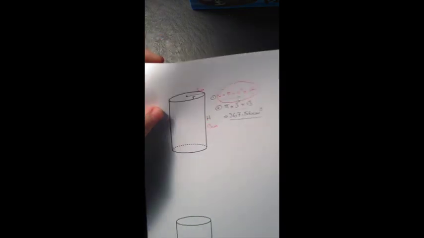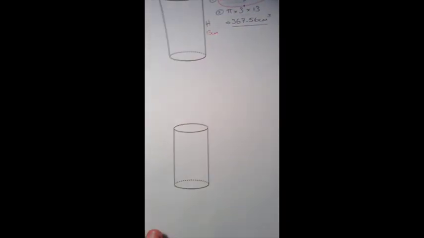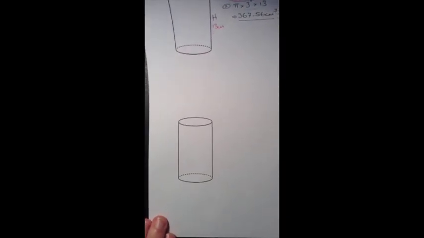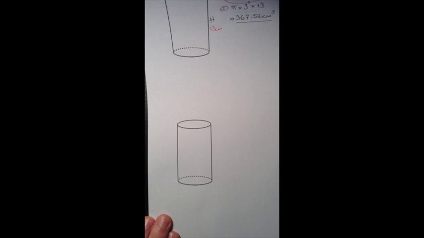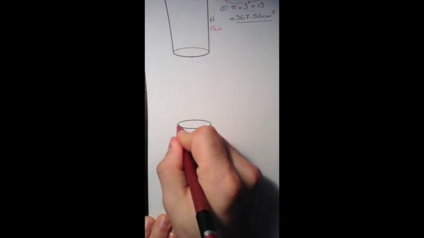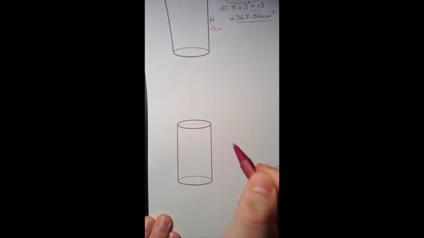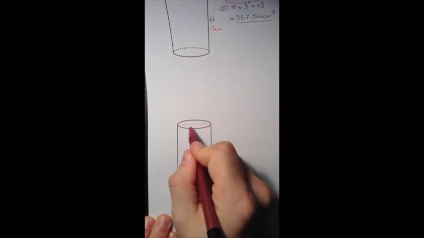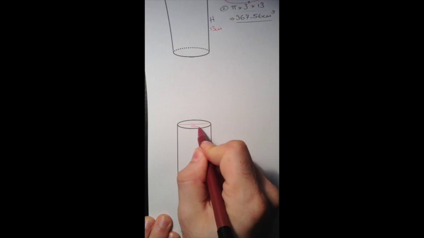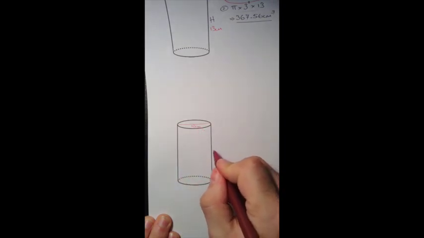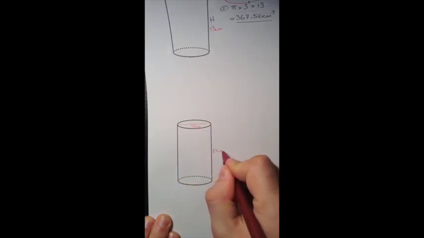Let's have a look at one more quick example with cylinders. There's another nice little cylinder for us there. Now in this case, what they're going to do in this question is actually give you the diameter, which let's say is 10 centimeters, and the height they're going to say is 21 centimeters.